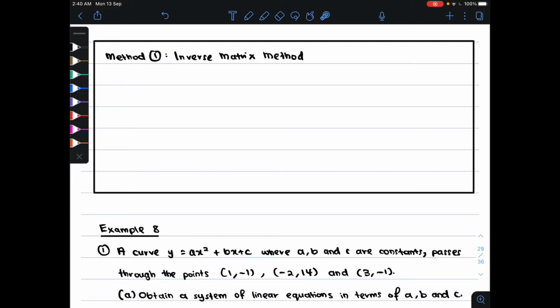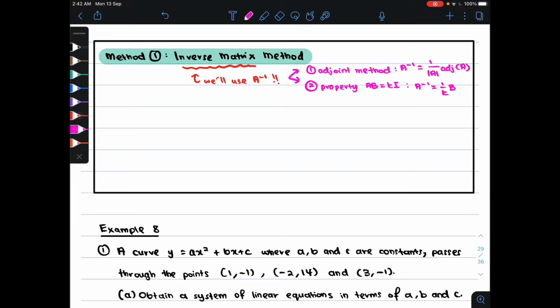So let's start with the first method, which is called inverse matrix method. So nama dia pun adalah inverse matrix kan? Therefore, we will use A inverse. And kamu boleh cari A inverse ni daripada dua method yang kamu dah belajar dalam 4.3, which are adjoint method and property. So daripada adjoint method, this is the formula to find A inverse. From the property, A inverse is 1 over K times B. So that's how you will get A inverse.